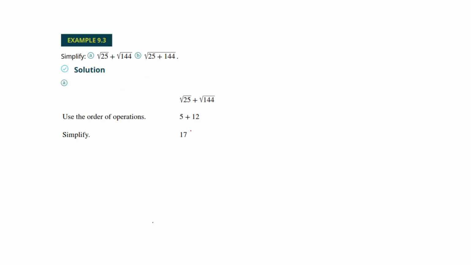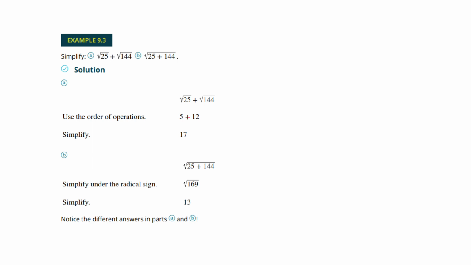So if we work this, we get 17, 5, and 12. Now if we add first, underneath there we get 169. Well, that's 13. We do not get the same thing. So you cannot just break a square root at the addition sign. You won't get the same thing. You've got to use it like it's a parenthesis. You've got to clean up what's underneath there.